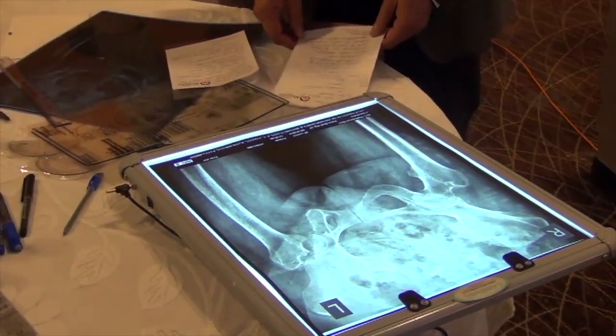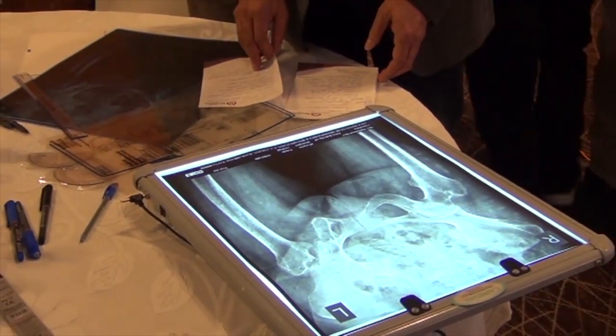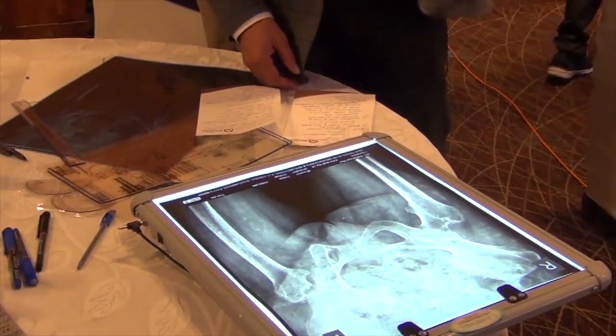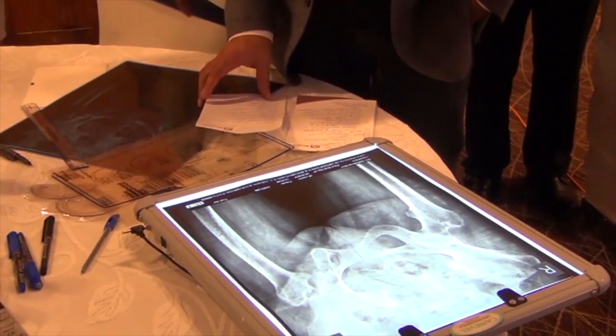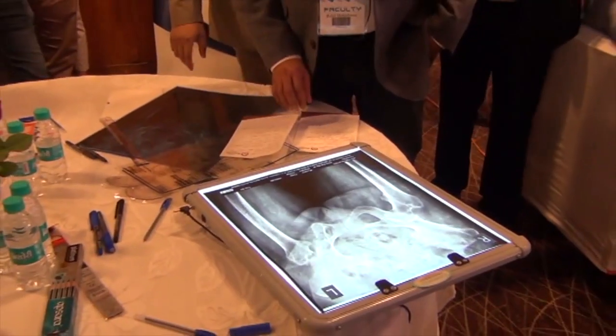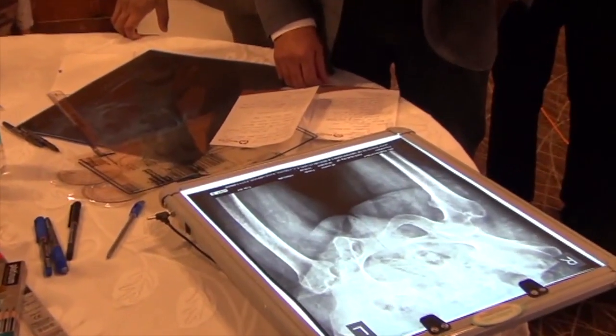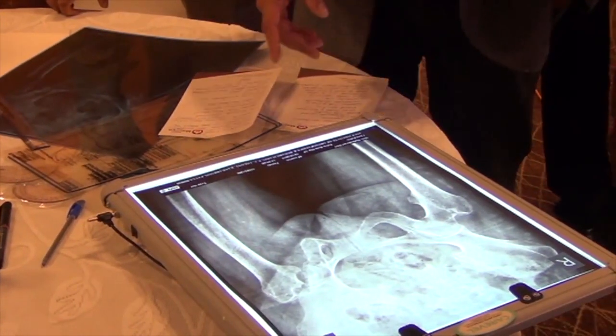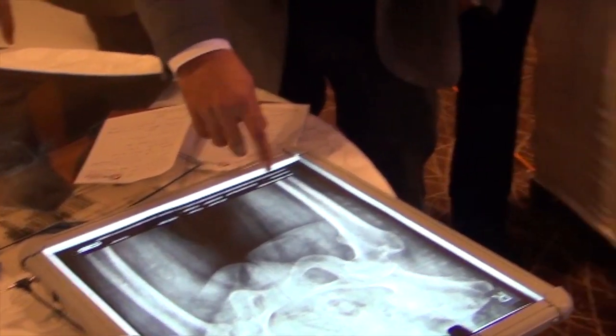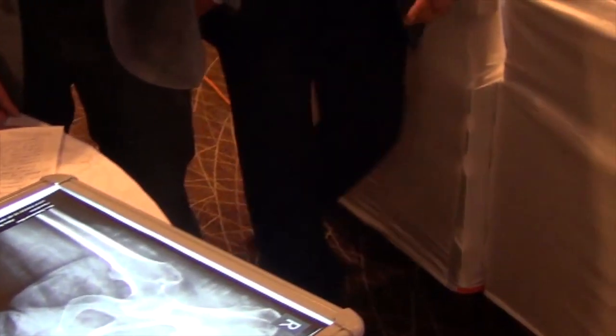Are used to doing OrthoView, which is basically a digital templating system. But nevertheless, I'll try my best to show some basic concepts regarding templating. To begin with, first of all, you need to make sure that you've got all the identification marks for patients, whether you're templating for the right patient or not.